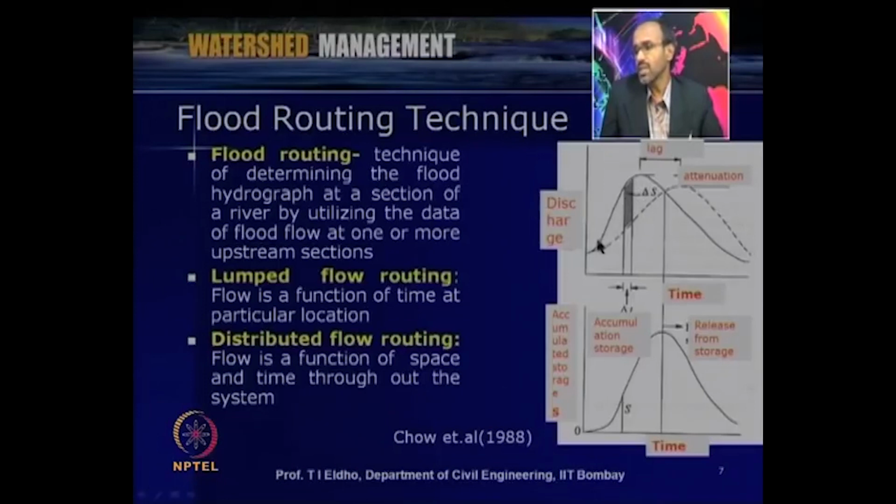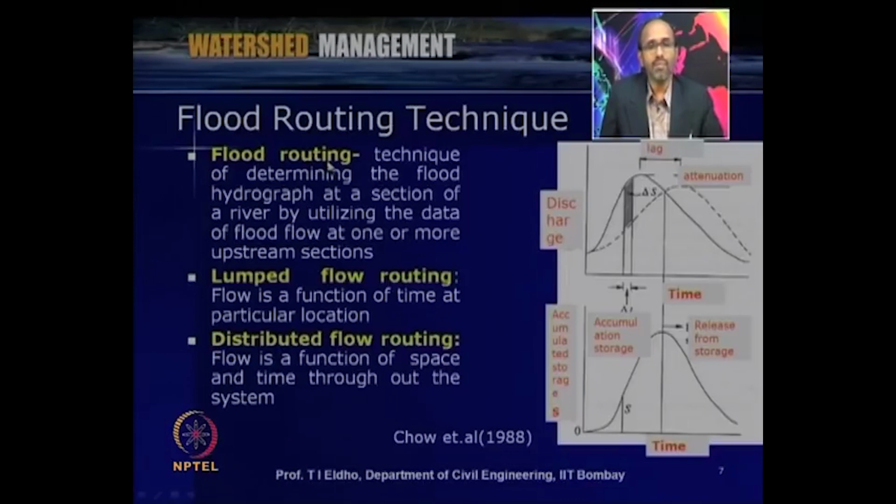If this is the inflow hydrograph coming, then you can see that due to attenuation and various changes, this can be the outflow hydrograph. Similarly, there can be storage taking place within the river or the reservoir. As far as the reservoir is concerned, there is release from storage, then accumulation, storage. So that way we can identify with respect to the hydrograph.